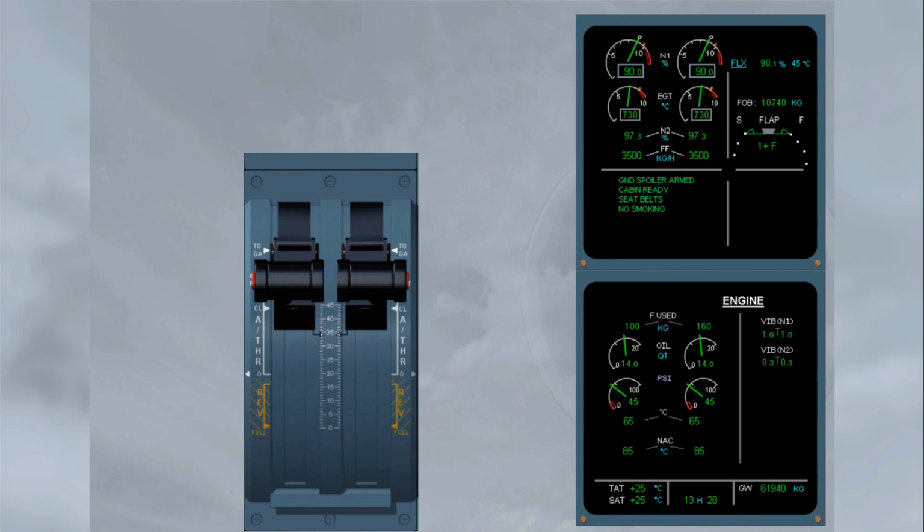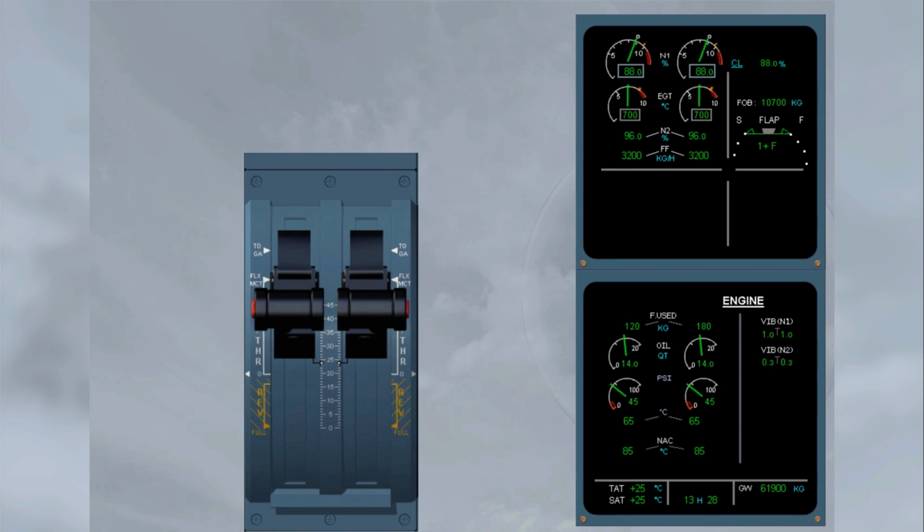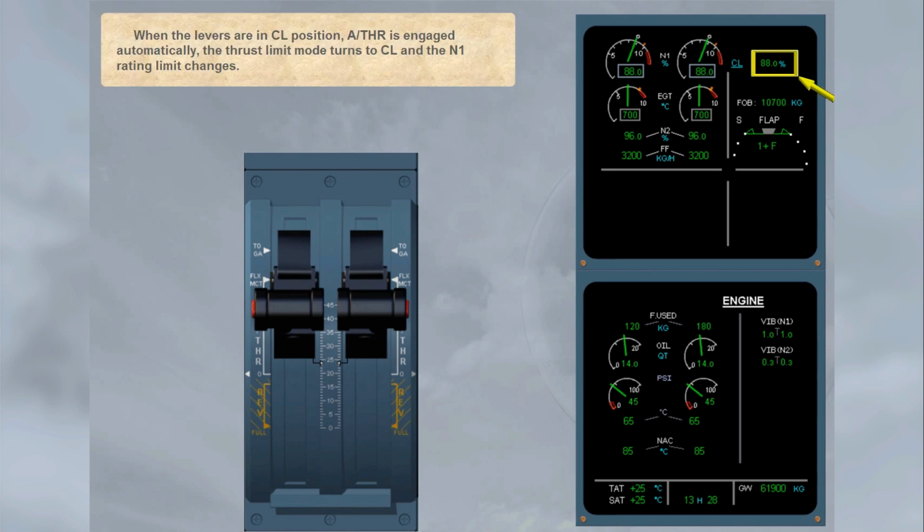At thrust reduction altitude, move the thrust levers to the climb detent when the flashing climb prompt appears on the Flight Mode Annunciator, FMA. Note, auto thrust will now be active. When the levers are in climb position, auto thrust is engaged automatically. The thrust limit mode turns to climb and the N1 rating limit changes.